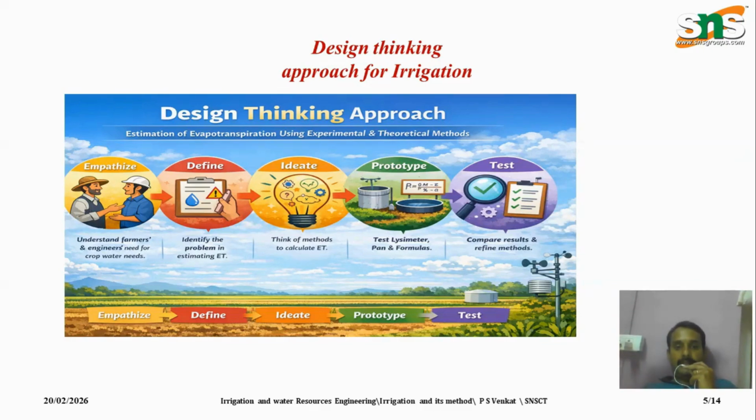Now you may ask why it is so important. Because irrigation planning depends on the total amount of evapotranspiration. If you over irrigate, water gets wasted, soil nutrients wash away, and energy cost increases. If you under irrigate, crop stress increases, growth slows down, and yield also reduces. So evapotranspiration helps us apply the right amount of water at the right time.